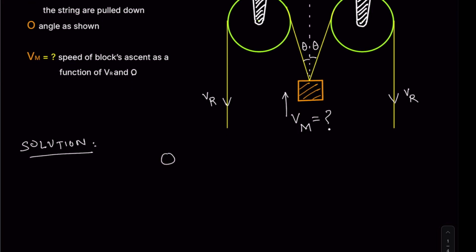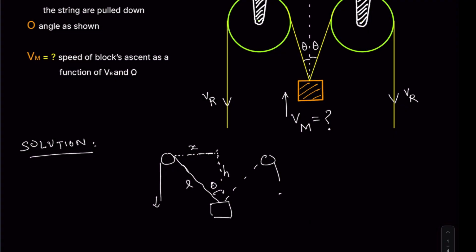Let's say this is the pulley. This is the block. Similarly on the other side as well. Let's look at this right angle triangle. This distance of the pulley from this vertical line, let's call it x. Let's say this length is L and this height is h and this is the angle theta.